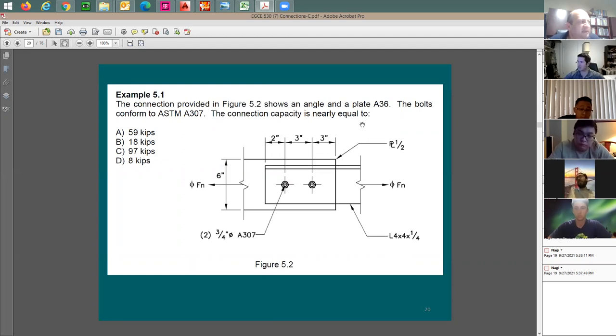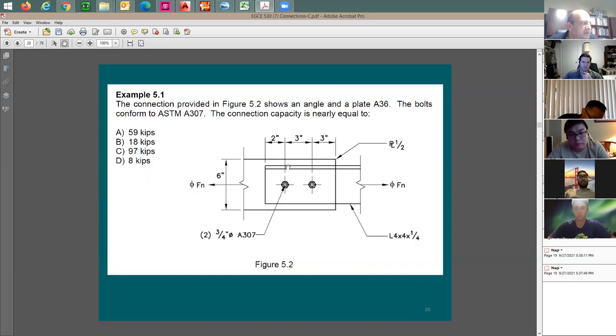The connection capacity is nearly equal to... Then I have here four options. Now connection capacity is gonna be based on three items. We have here three items in the picture. This angle would see tension, and this plate is gonna see tension, and the bolts are gonna see single shear. So the connection capacity is gonna be the lowest of all the three items: tension in the angle, tension in the plate, and shear in the bolts.